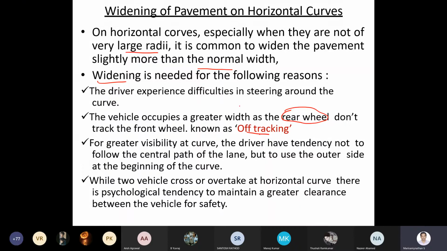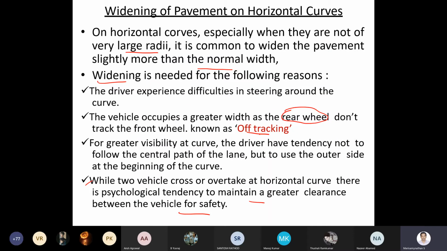Then definitely there is visibility, particularly when it comes to a sudden turning or a curve in a hilly station. Then, in a horizontal curve where two directions of flow are there, the vehicles cross each other, or some vehicles are overtaking. At that time, the psychological tendency is to maintain a greater clearance between the vehicles for safety purposes, so we provide extra widening at the horizontal curve. That is what we have explained here: why we want to provide extra pavement widening at a horizontal curve.